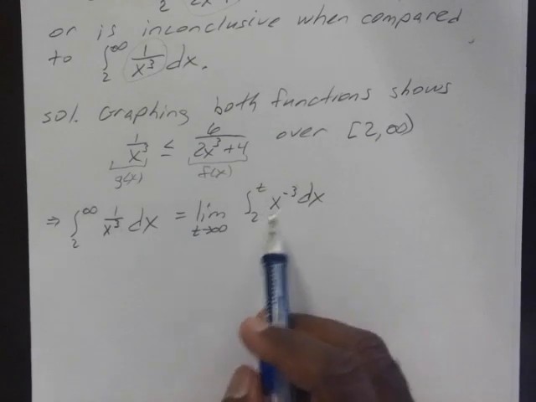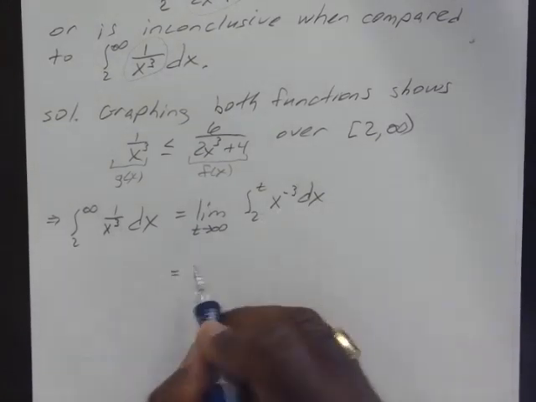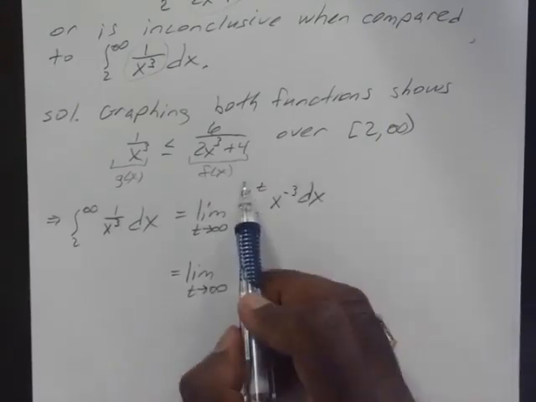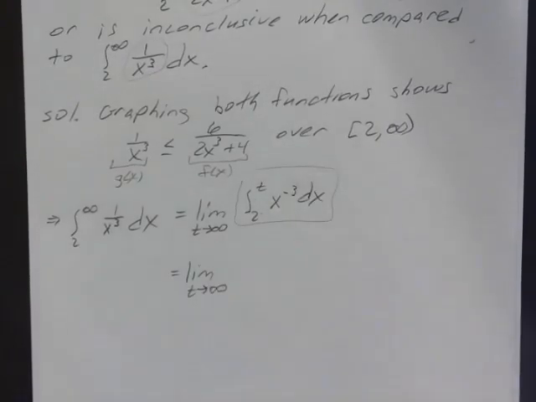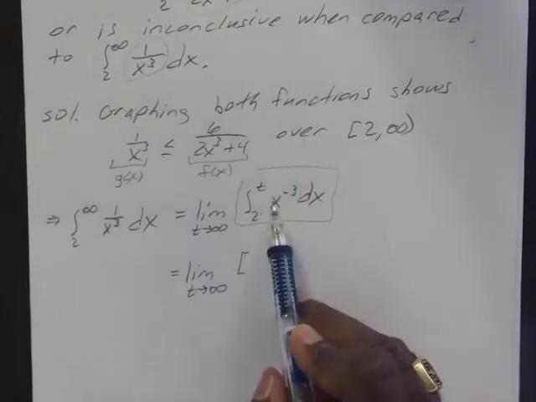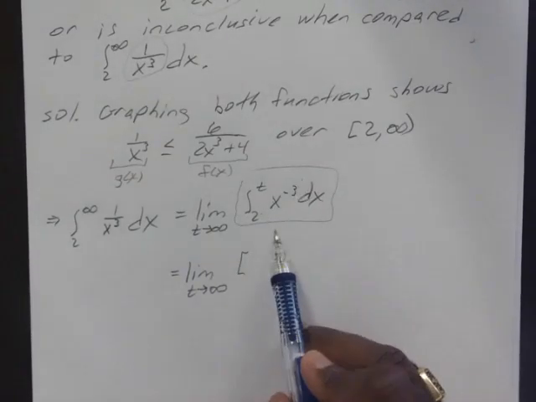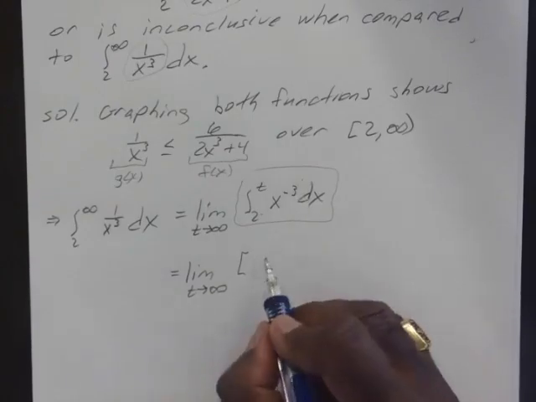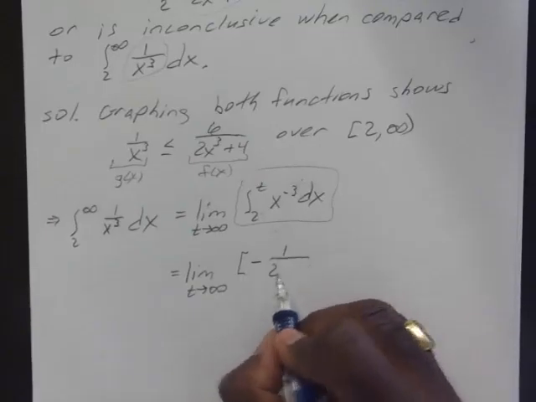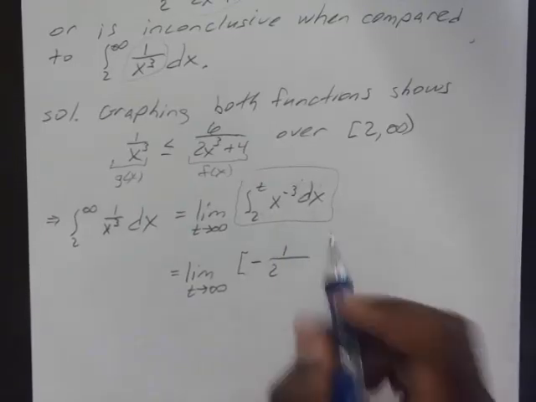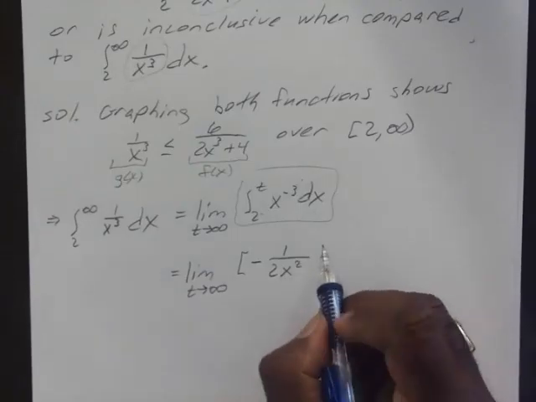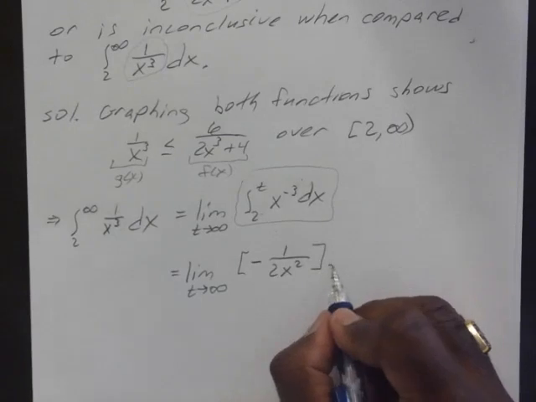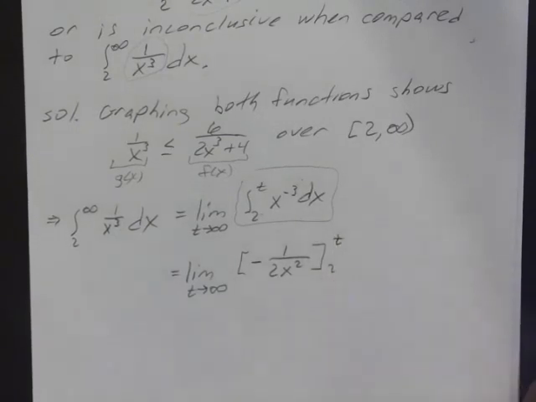Okay, so if we integrate x to the negative 3 power, that gives us the limit as t approaches infinity. And this integral right here becomes x to the negative 3 plus 1 over negative 3 plus 1. So that's x to the negative 2 power over negative 2, which gives us negative 1 over 2 times x to the negative 2, which is just negative 1 over 2x squared. And that's from 2 to t.